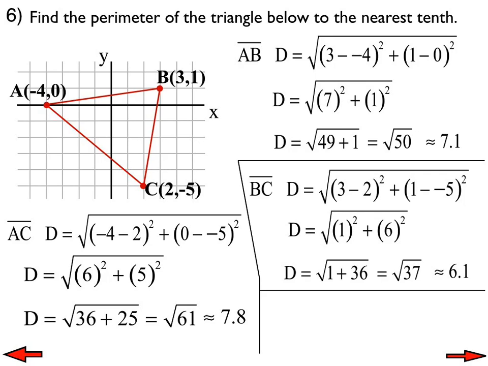So now to the nearest tenth, I have the length of all three sides of the triangle. Find the sum of them, so that means the perimeter is approximately 21.0 units. Any questions?